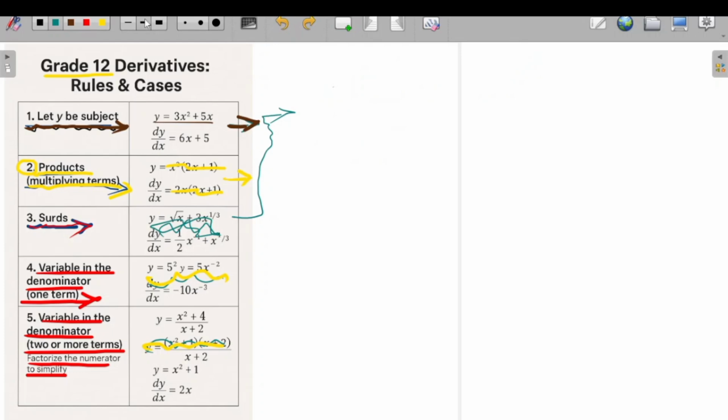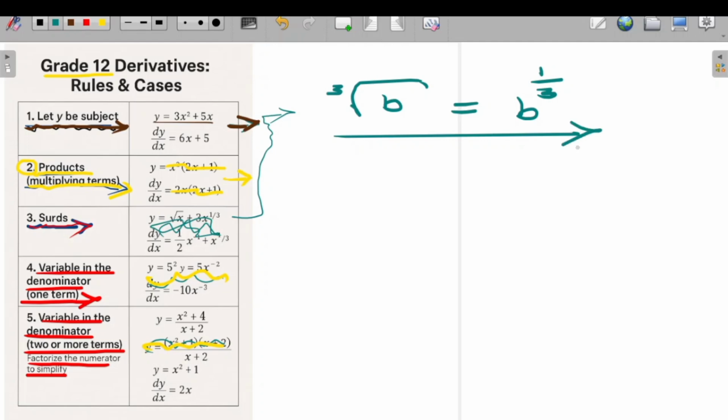So let's try another one. Let's try the cube root of b. The cube root of b will be equal to b to the power of inside 1 over outside 3, like that. Very easy. You must know this if you are serious. You need to know that.